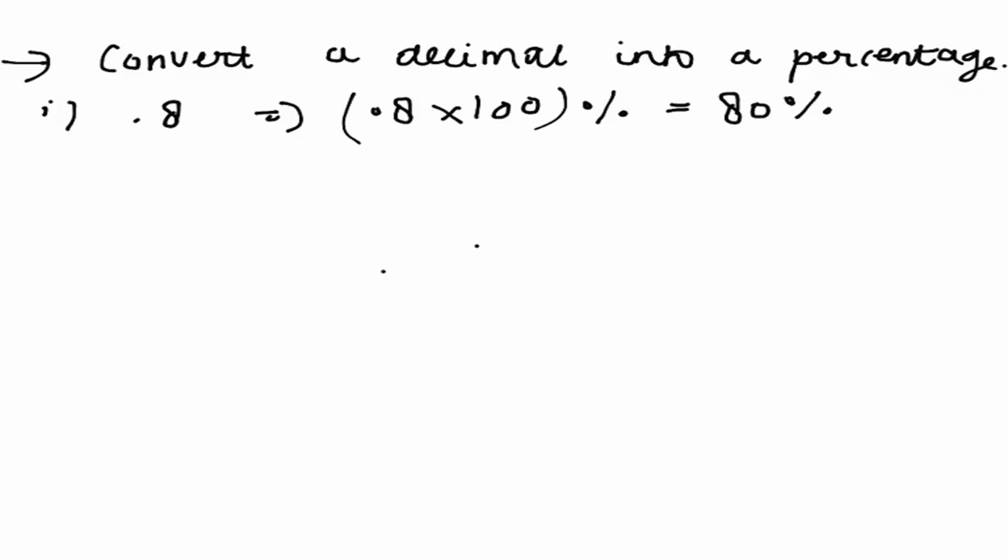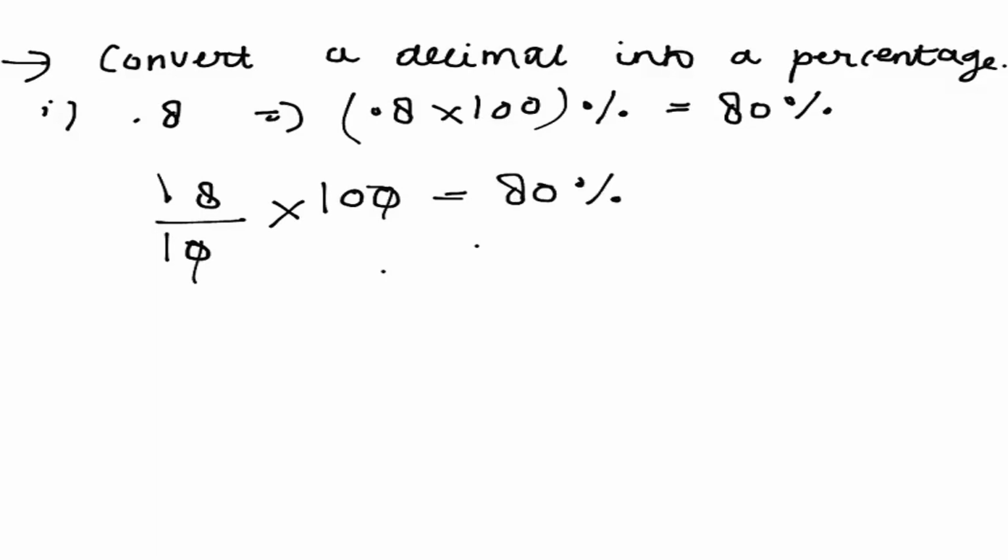The next method: we have 0.8. We will remove this decimal point and put a 0 according to the decimal point we are removing. Here we have only one digit, so we put 10. The next step is to convert into a percentage. We already know we have to multiply it by 100. So the answer will be the same, but you can use whichever way you find easier.